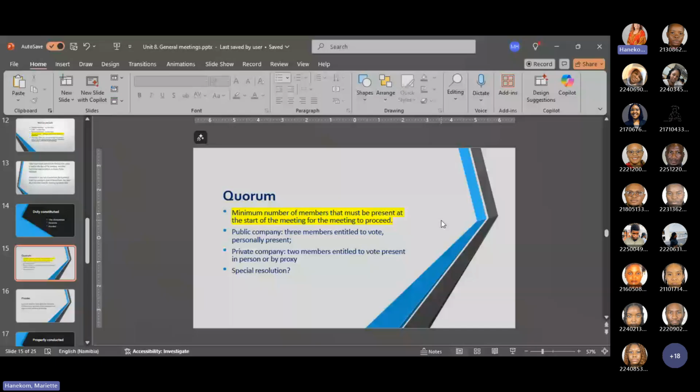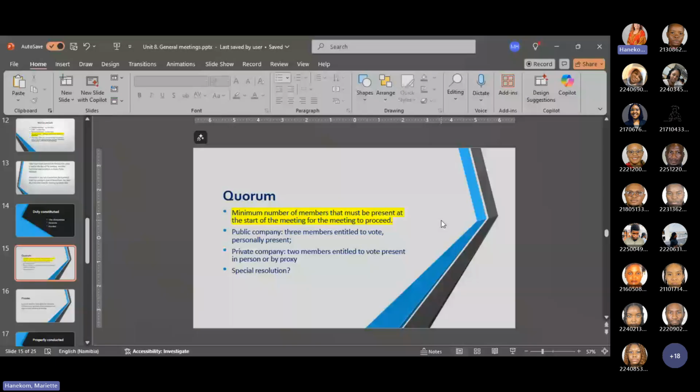So quorum: the minimum number of members that must be present at the start of the meeting in order for the meeting to proceed. What does the Companies Act say about quorums? The quorum for a public company is 3 members who are entitled to vote, who must be physically, personally present. For a private company, it is 2 members entitled to vote who must be present in person or by proxy. Going to get to proxy shortly.